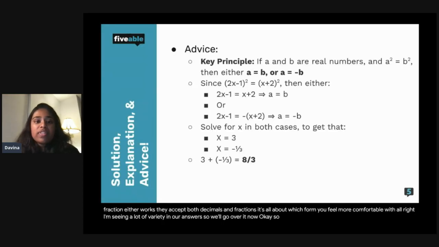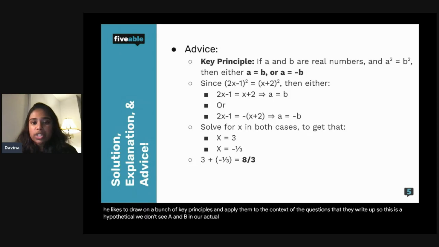Okay, so one of the key principles of this question, again, the SAT likes to draw on a bunch of key principles and apply them to the context of the questions that they write up. So this is a hypothetical. We don't see A and B in our actual question. So if A and B are real numbers and A squared equals B squared, then you either have A equals B or A equals negative B.